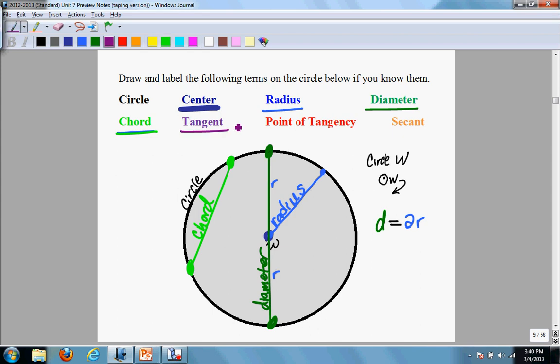Tangent is a line that touches the circle from the outside. So if I draw a line here just touching the circle, let's say we'll call that line M. We would say line M is a tangent. And where the tangent touches the circle, that would be called a point of tangency. So a tangent touches the circle at one point. Point of tangency is that point.